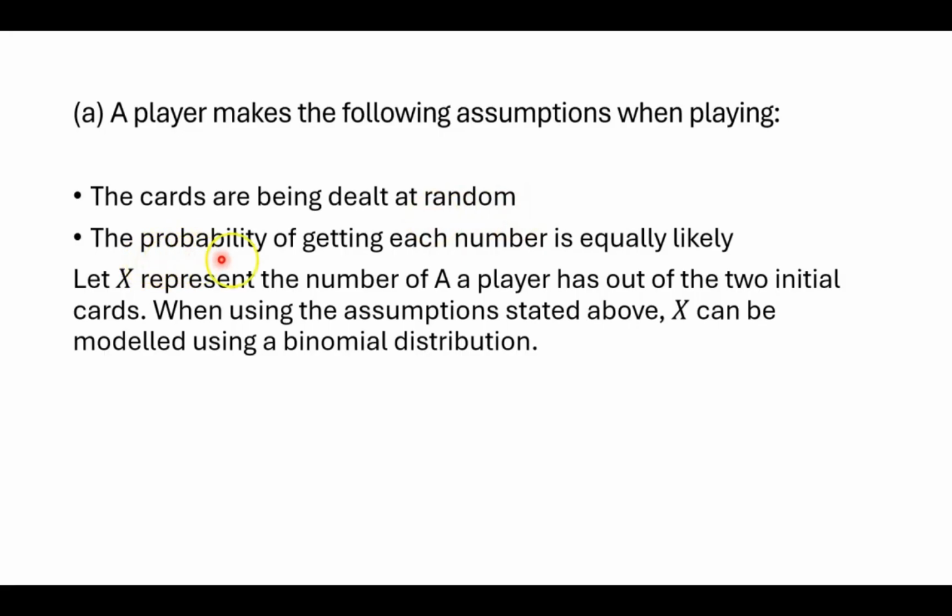The second one, the probability of getting each number is equally likely. Now this one may not really be true because the number of cards in the deck is limited, but we will assume it's almost true in this question. And the question says, let X represent the number of aces a player has out of the two initial cards. Now when using the assumption stated above, X can be modeled using a binomial distribution. When you see this, the formulas for binomial distribution should be in your head now.